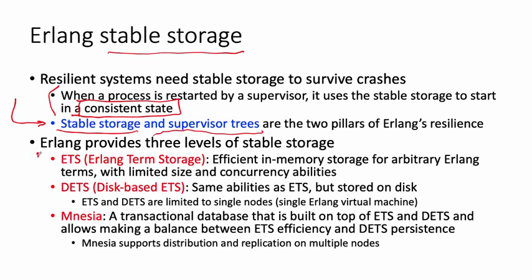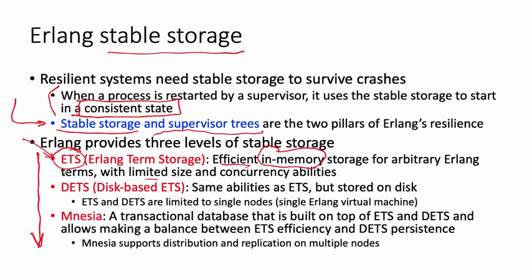Erlang provides three levels of stable storage, which are more and more flexible, but also more and more time-consuming. The simplest one is called Erlang term storage. This is in-memory storage. It has limited size and concurrency ability, but it's extremely fast. This is what you use when a process fails, but the node does not fail. A process fails inside the node, you can use ETS to restart that process with consistent data.